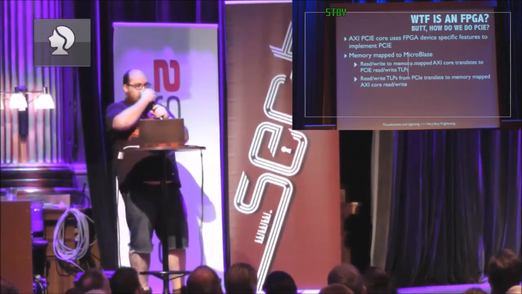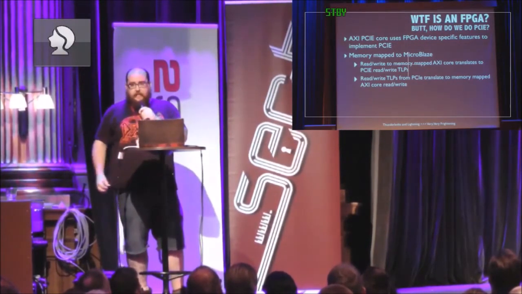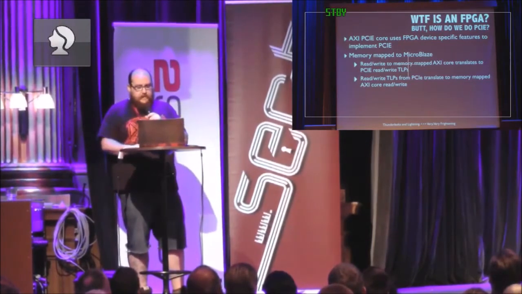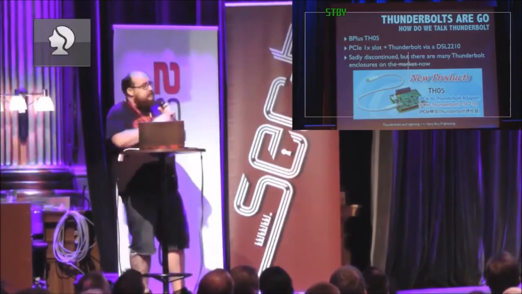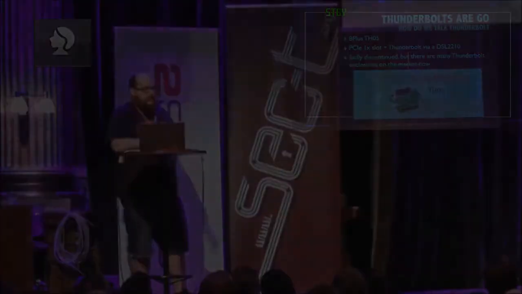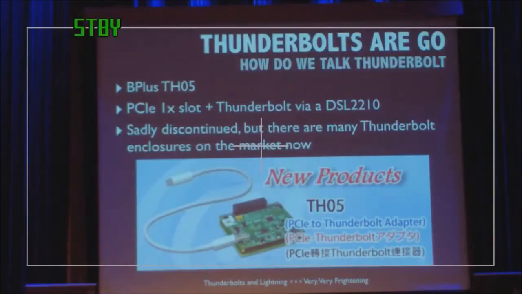Okay, so that's all well and good. We can talk PCI Express out of our FPGA now. So how do we actually talk Thunderbolt? This is the board that I bought to talk Thunderbolt. It's a B+ TH05. It's basically just a single PCI Express 1X slot and a Thunderbolt chipset, like a DSL 2210, which is a common Intel Thunderbolt chipset that you'll find in your Thunderbolt hard drives and stuff like that.